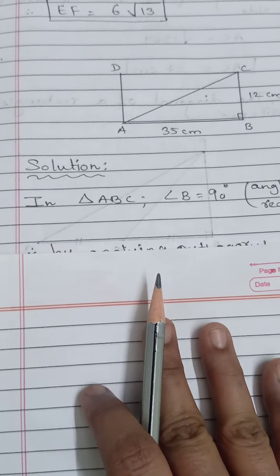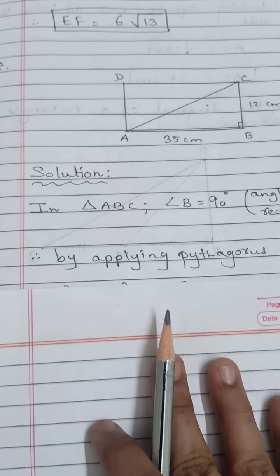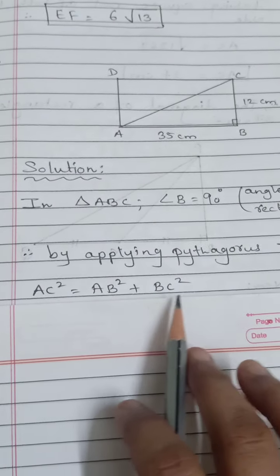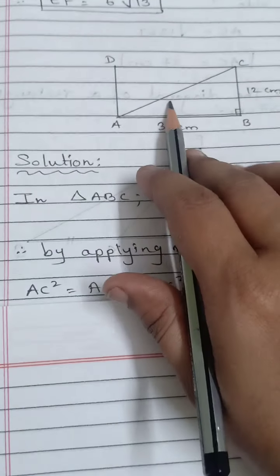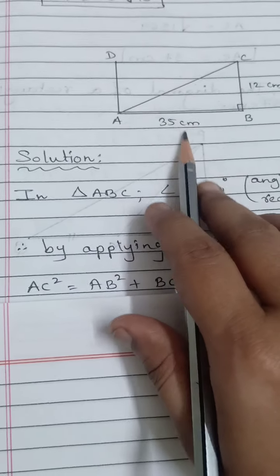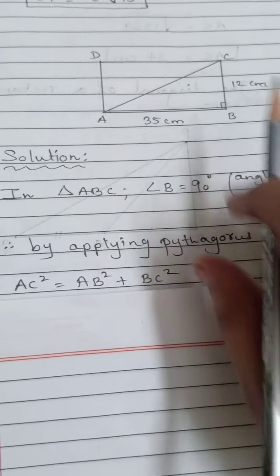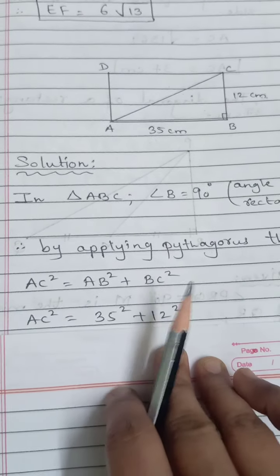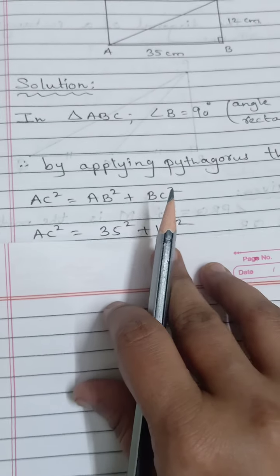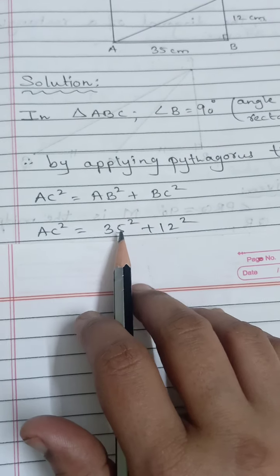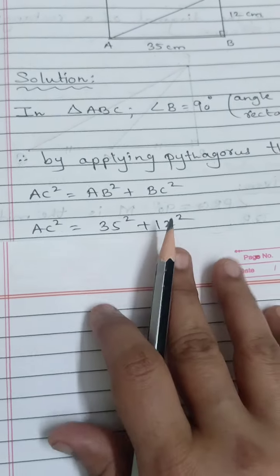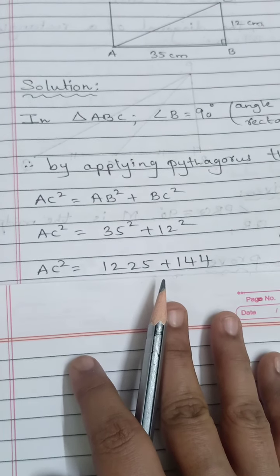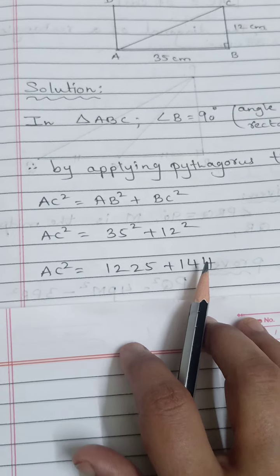If you want you can write the formula, or we can also write directly. So I am writing directly: AC square is equal to AB square plus BC square. The value of AC we want to find. AB is 35 and BC is 12, so we'll apply the values here. 35 square plus 12 square. Now the value of 35 square is 1225 and the value of 12 square is 144. So we will write 1225 and 144.